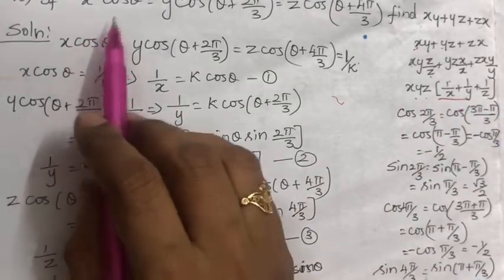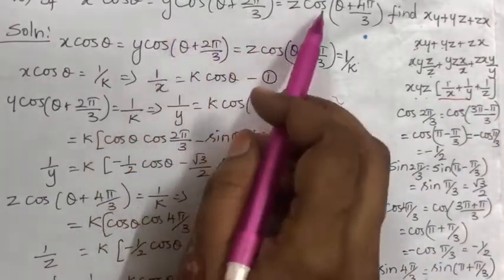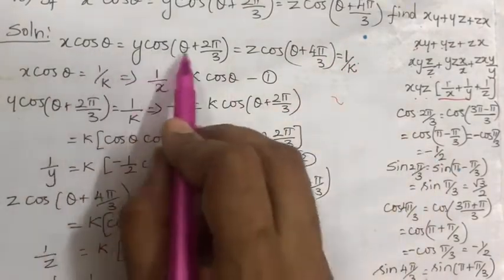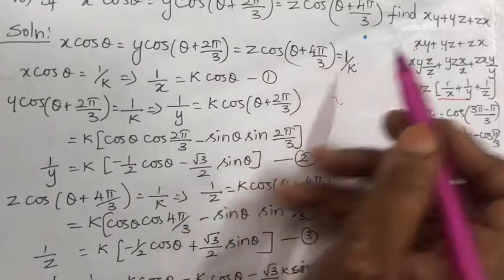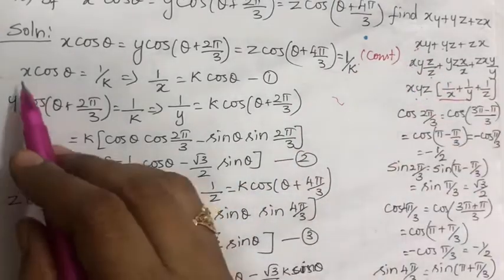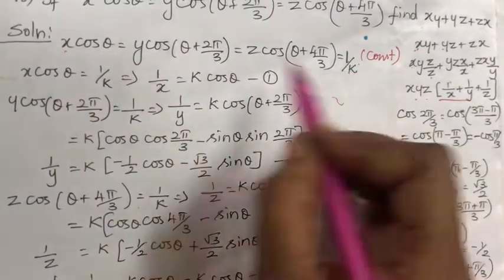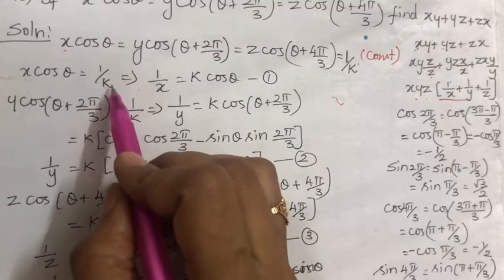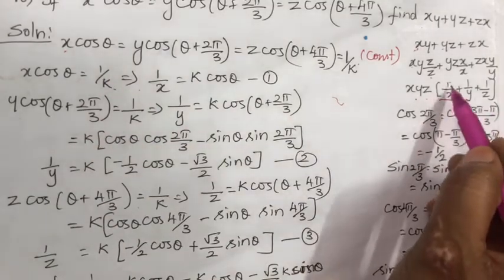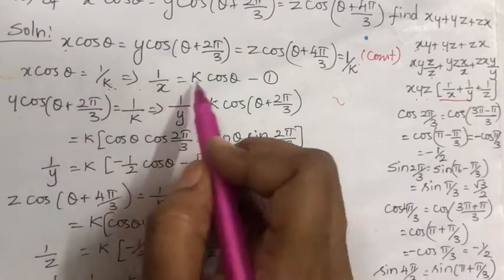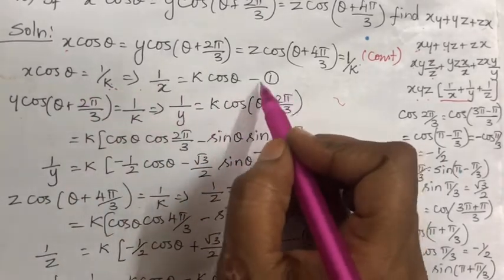Now let's equate all these 3 expressions equal to 1 by k, some constant. First, x cos theta equal to 1 by k. That implies 1 by x, we need 1 by x, isn't it? So 1 by x is equal to k cos theta, and that is our equation 1.